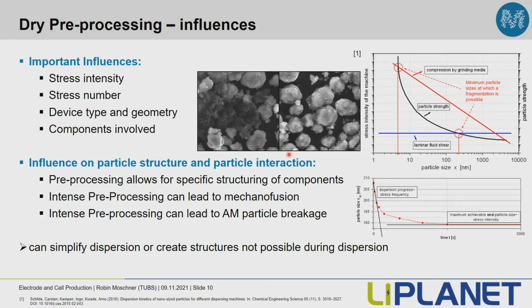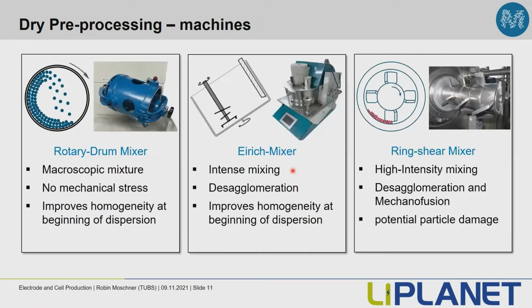But we have to be careful. Intense pre-processing can also lead to active material breakage. So the dry pre-processing can, on one side, simplify dispersion by doing particle structuring beforehand, but it can also create structures which are not possible during dispersion. There is a wide variety of possible devices and machines for the dry pre-processing. I just want to show you a selection here.